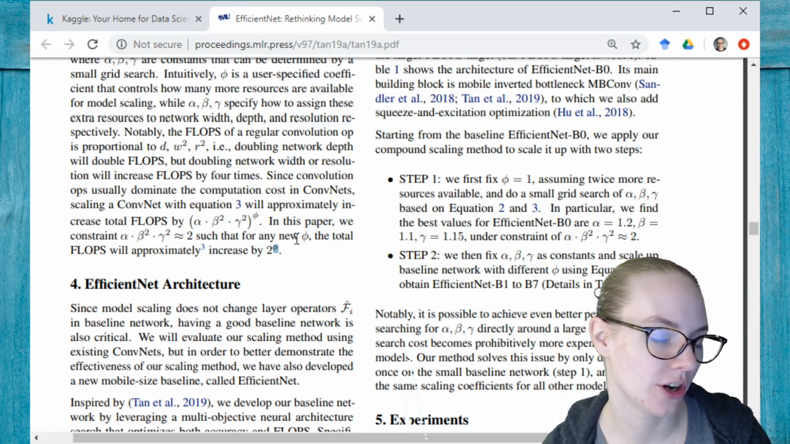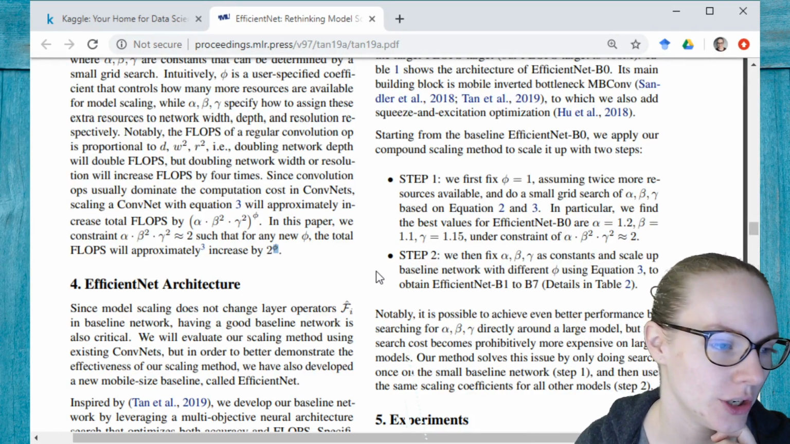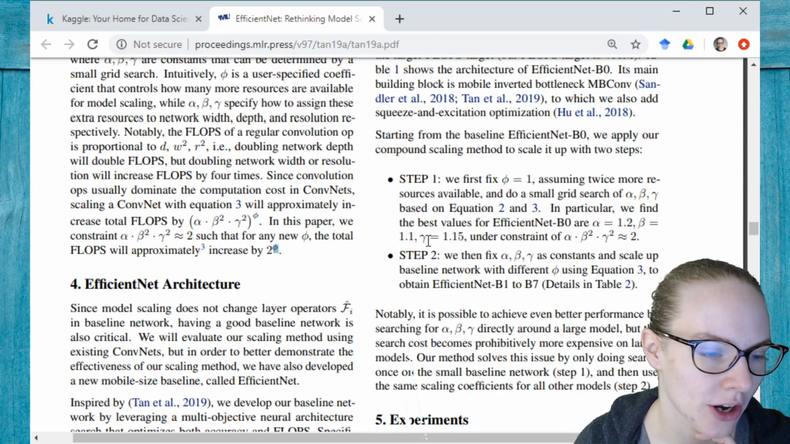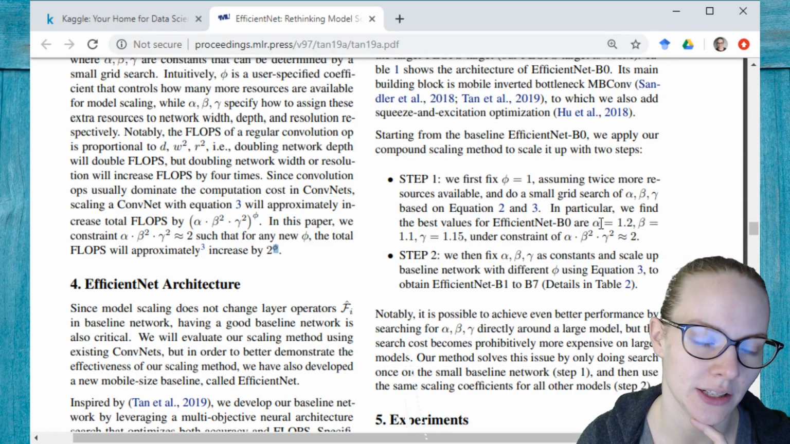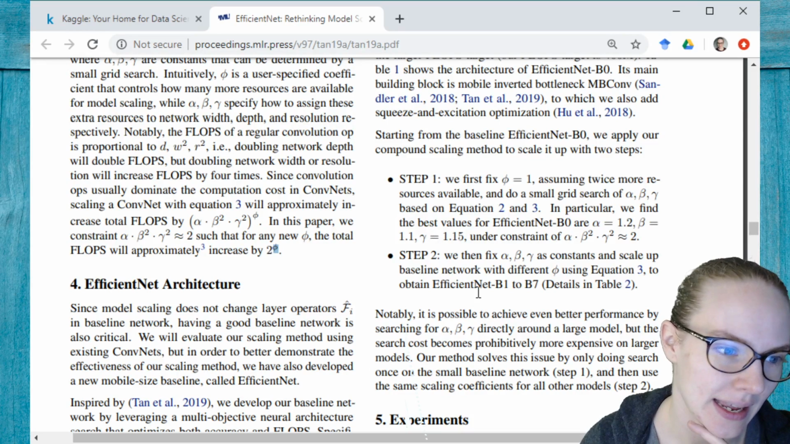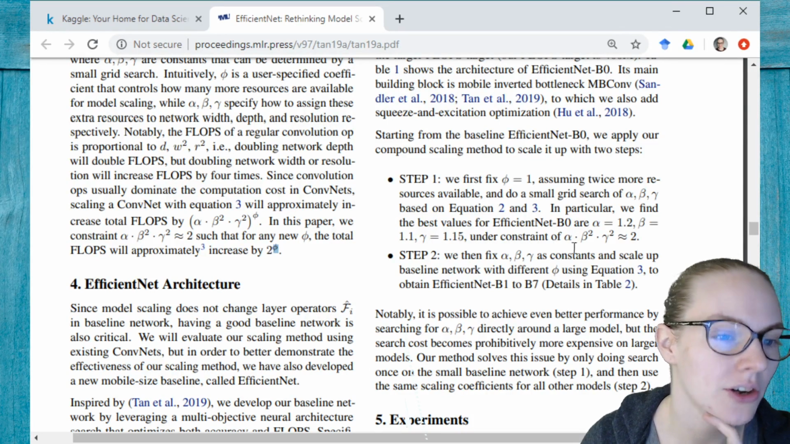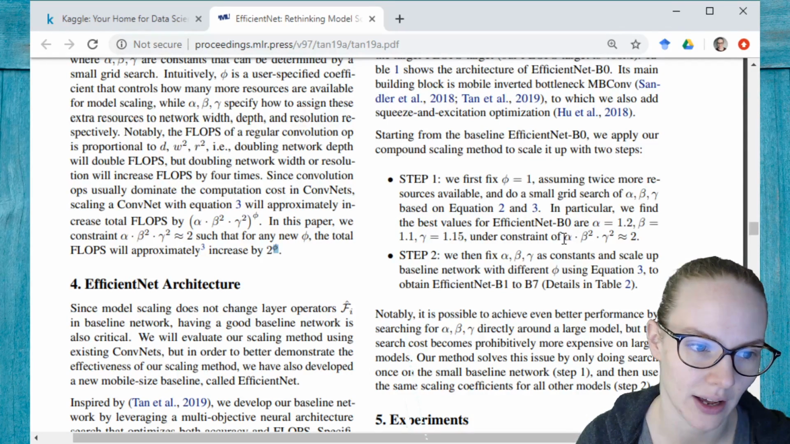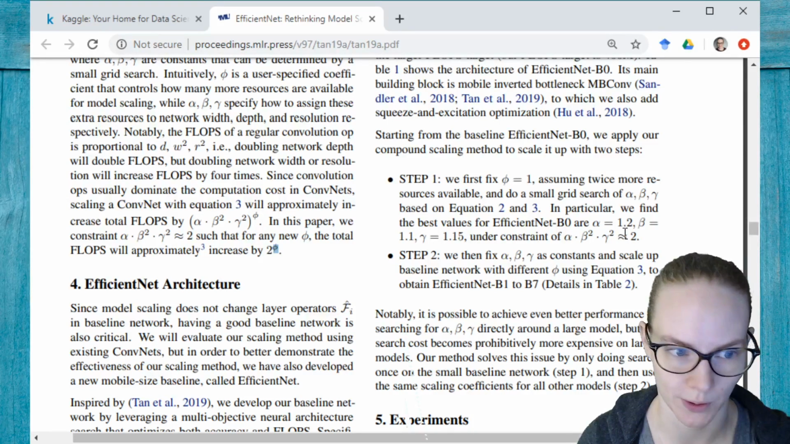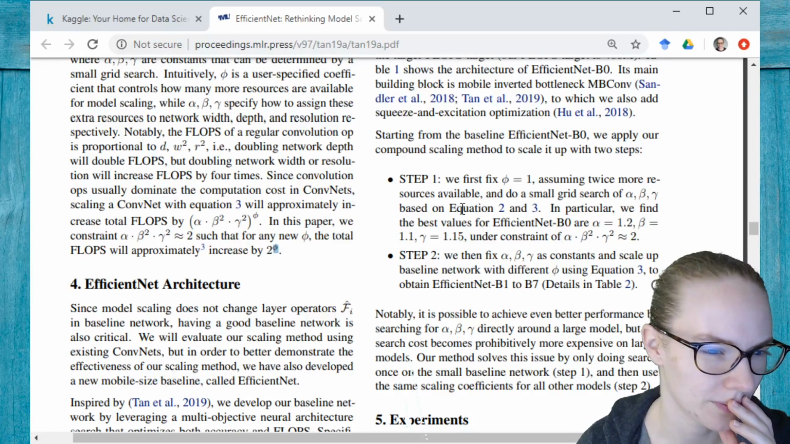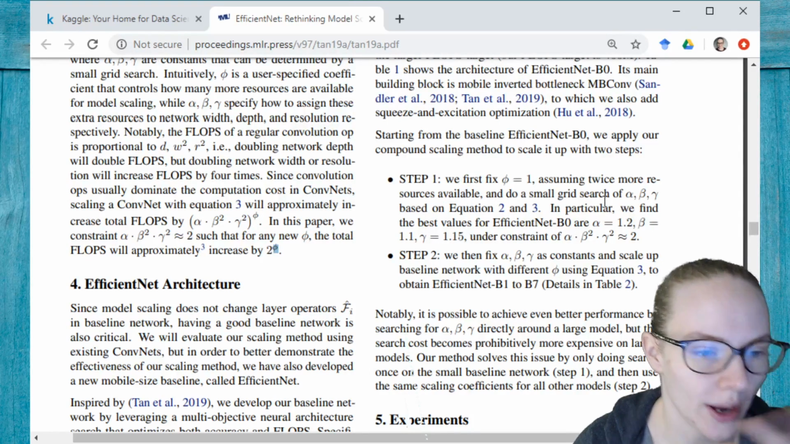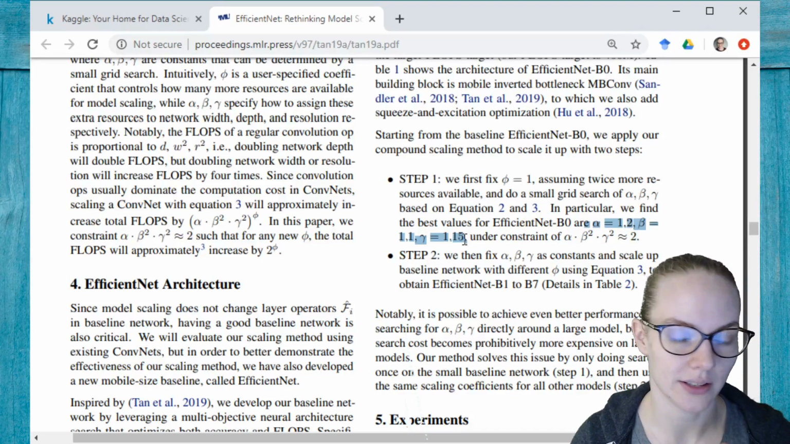And do a small grid search of alpha, beta, gamma based on equation 2 and 3 above. In particular, we find the best values for EfficientNet B0 are alpha is 1.2, beta is 1.1, gamma is 1.15, under our constraint of alpha times beta squared times gamma squared being approximately 2. I don't think that's actually proportional, I think that's approximately. So they did a grid search and they found these scaling factors.